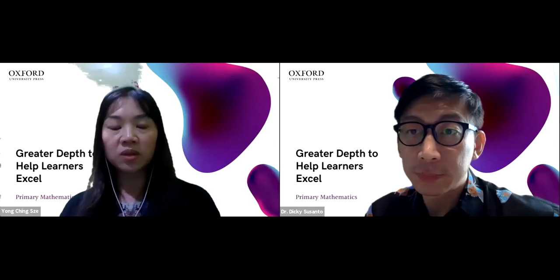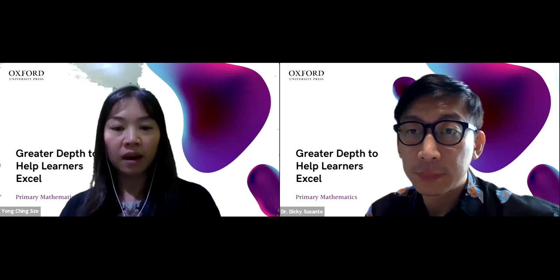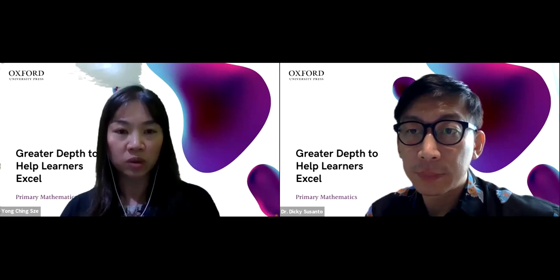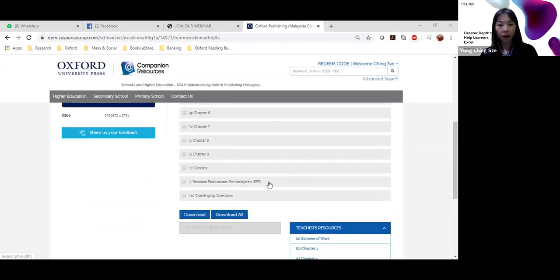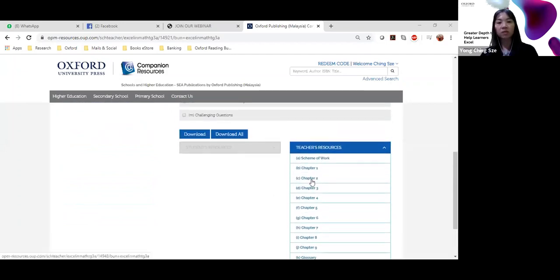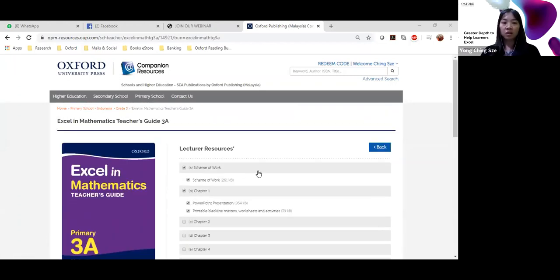So what you can do is go to the back of the Excel in books and go to the website. And on the website, you will be able to find a rich number of resources that you can download and use with your students. There are even the RPP, and some challenging questions. So these are all the resources. We have them available for math and science, all the way from primary grade 1 to grade 6. So do check it out.